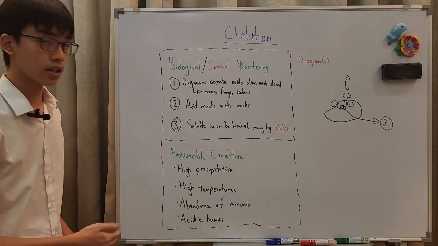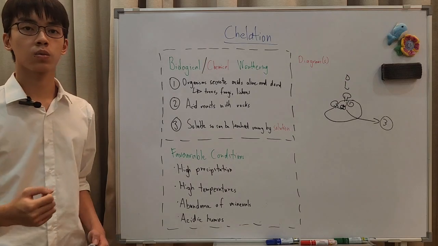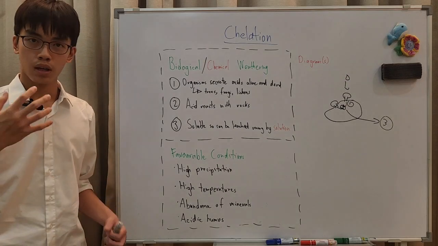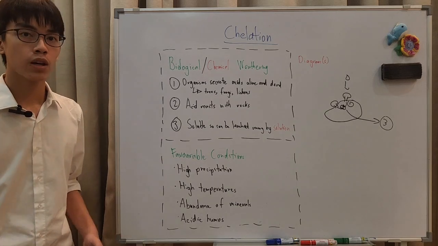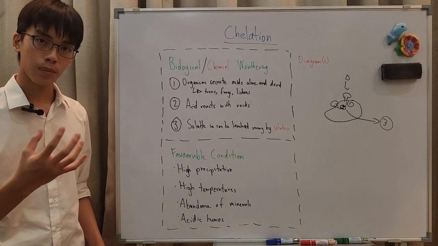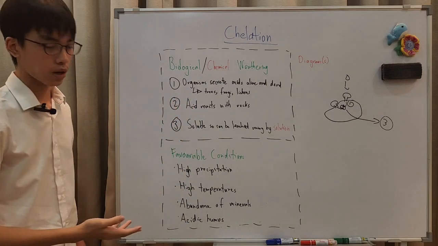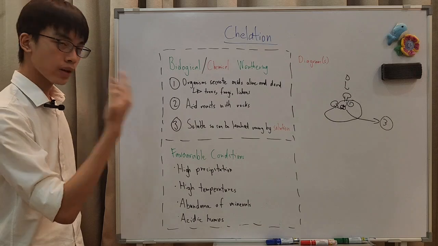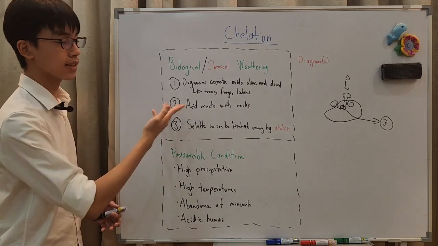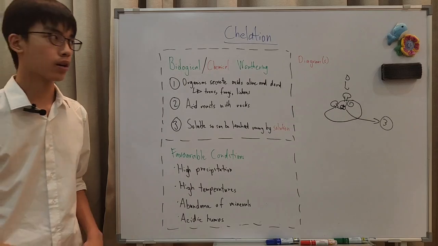But last thing over here, acidic humus. So humus is the matter that occurs when your plants, your animals, your microorganisms, they're decomposing. So when they decompose, they secrete humus, and humus is essentially acid as well. The more acidic the humus is, the greater the rate of chelation because it adds on to the death and decomposition part of chelation.